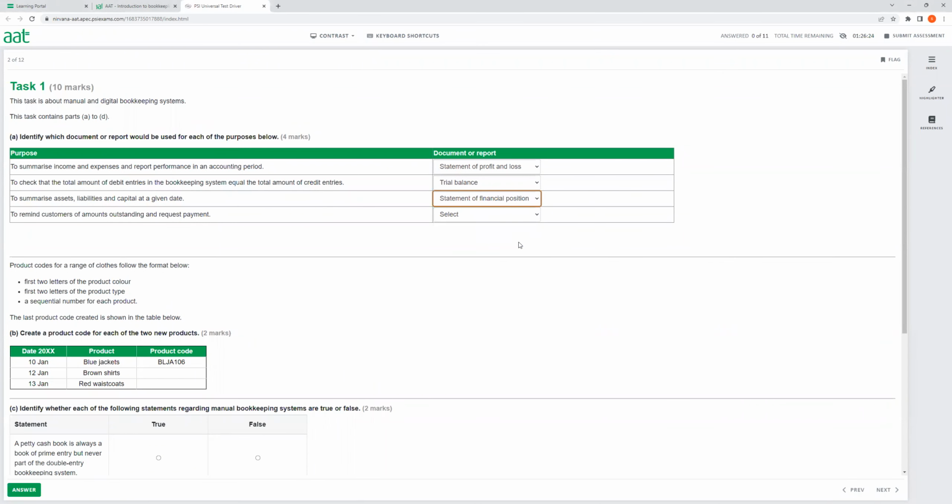The next one we have here, to remind the customers of amount outstanding and request payment. That is a statement of account. Statement of account represents how much money is still outstanding for how many invoices from the customer. Statement of account is basically like a bank statement, normally sent at the end of the month by the supplier to the customer.